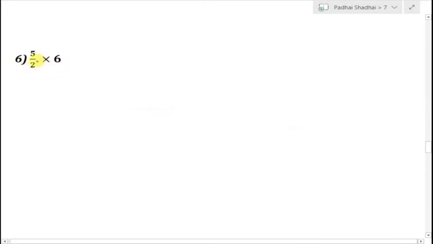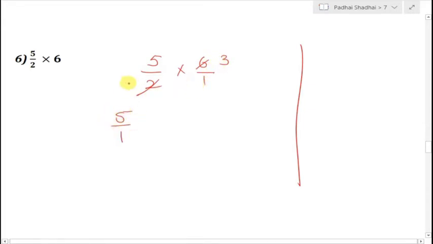Sixth, 5 by 2 into 6. So here also we will put 1 in the denominator of 6. So 6 fives are, we can cut 2 threes are 6 here also, and now in the numerator we have 5 into 3. The numerator becomes 5 by 1 and here it becomes 3 by 1. So 5 threes are 15 and 1 ones are 1.